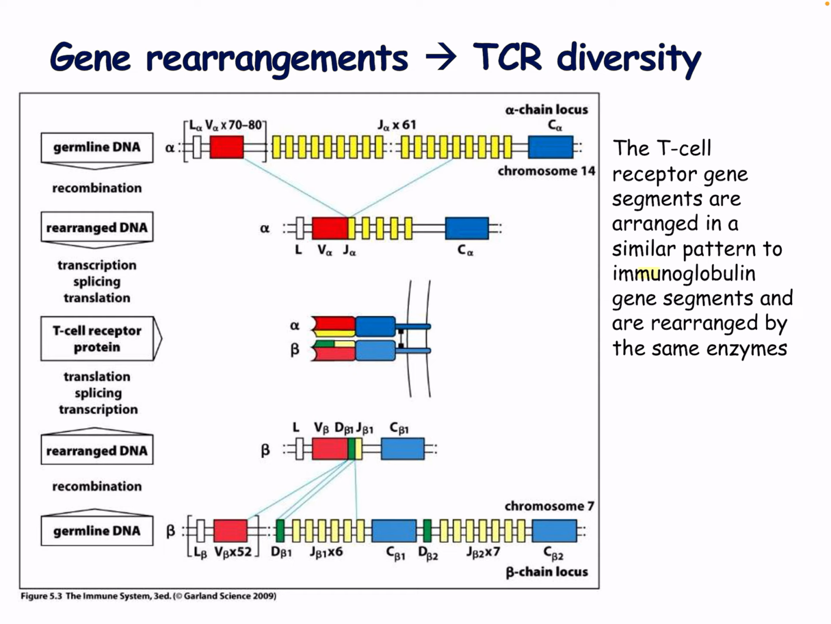The T-cell receptor gene segments are arranged in a similar pattern to immunoglobulin. Gene segments are rearranged by the same enzymes. So we've talked about RAG1 and RAG2 and the VDJ recombinase. So those are still involved.